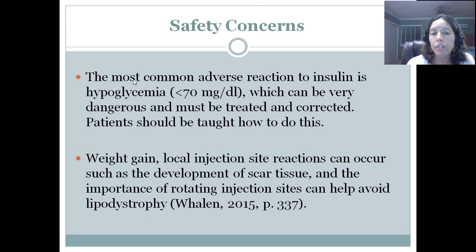Another concern is weight gain. Local injection site reactions can occur, such as the development of scar tissue, and the importance of rotating injection sites can help avoid lipodystrophy, which is a maldistribution of fat tissue in the body.